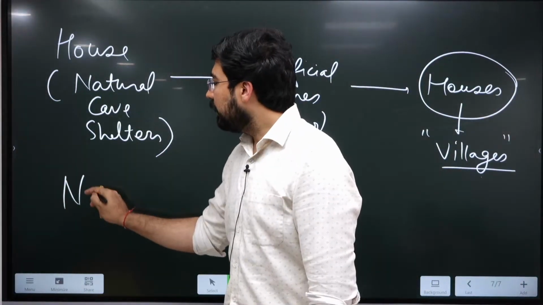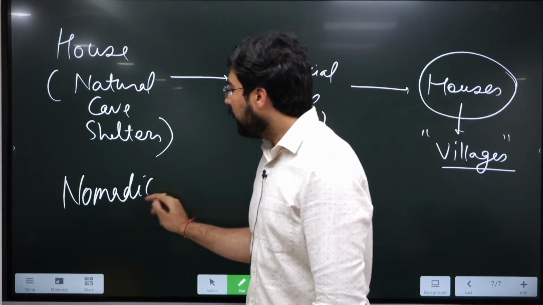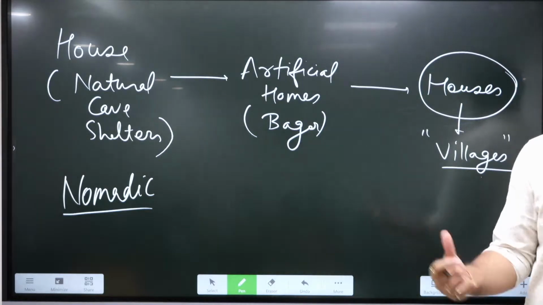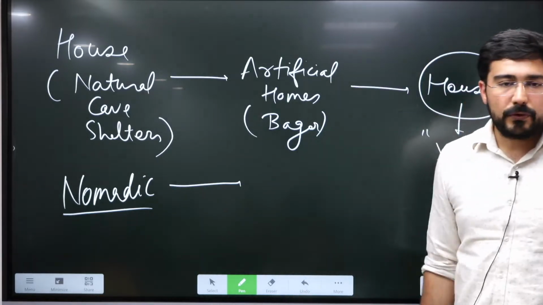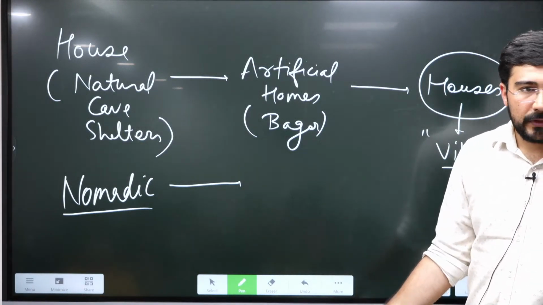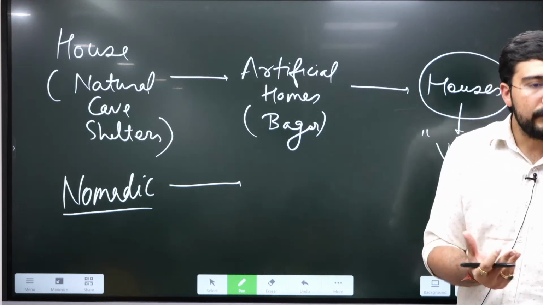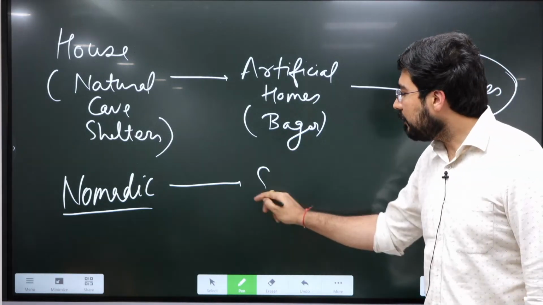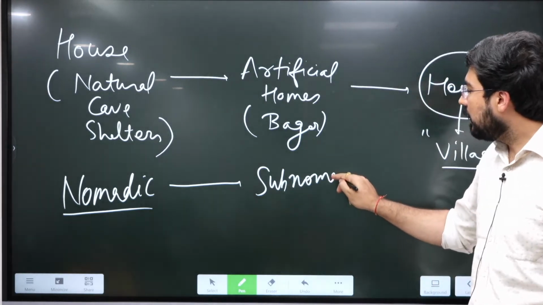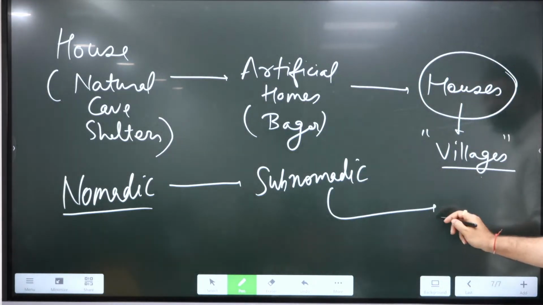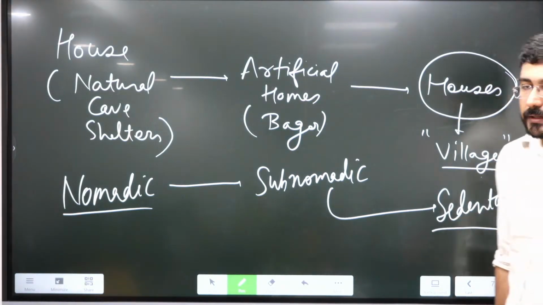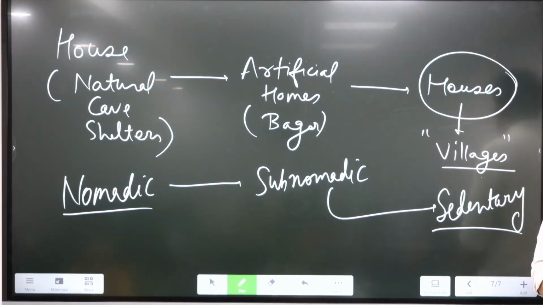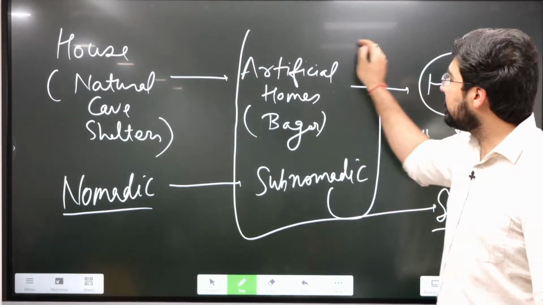Here the humans were completely nomadic because they were dependent upon hunting and food gathering. You have to go from one place to another. When you shift towards animal domestication, then some certainty of food comes in. Okay, so that's why it became sub-nomadic. But once we see the beginning of agriculture, we see a sedentary lifestyle, staying at specific places.